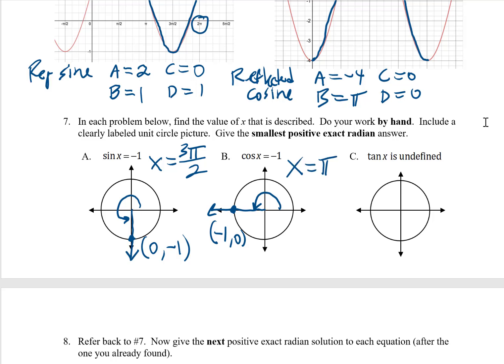Now, letter C, tangent x is undefined. On the unit circle, tangent is given by the B coordinate divided by the A coordinate. The only way this could come out undefined is if the bottom part is 0. So I'm really looking for spots where the A part is 0, 0 comma something. Well, I think that happens twice. Once here, 0 comma 1, and once down here at 0 comma negative 1. But I'm just trying to give the smallest positive angle that would work. Well, that's going to be hitting this first spot here by rotating 90 degrees, or in radians, pi over 2.